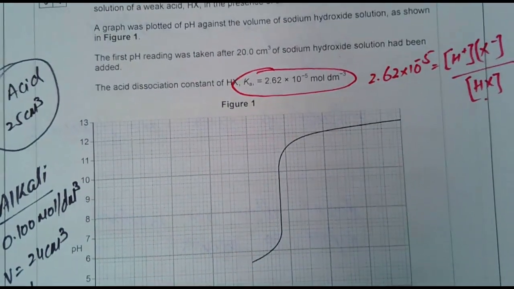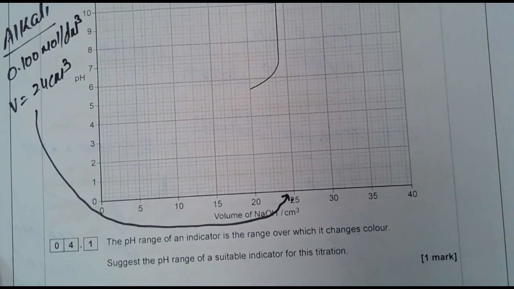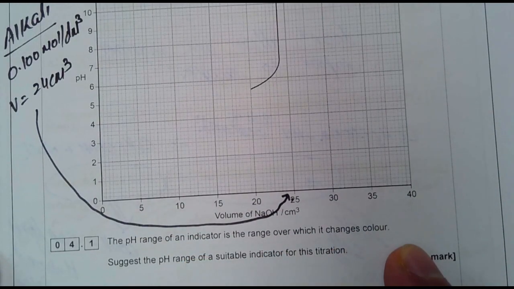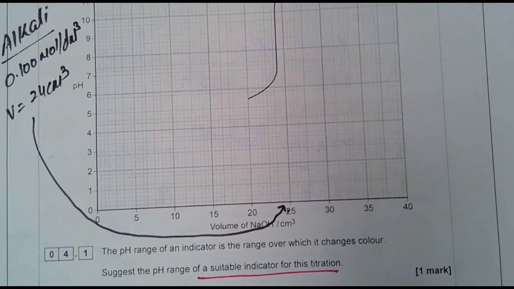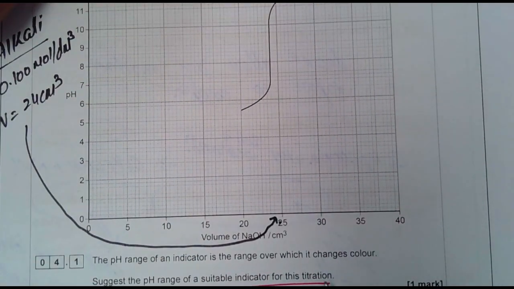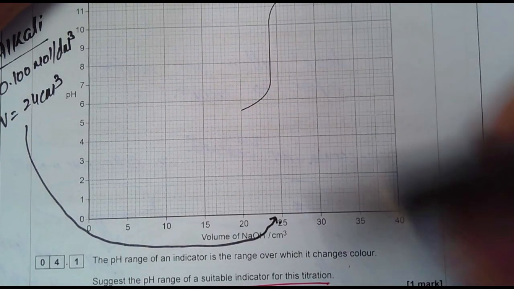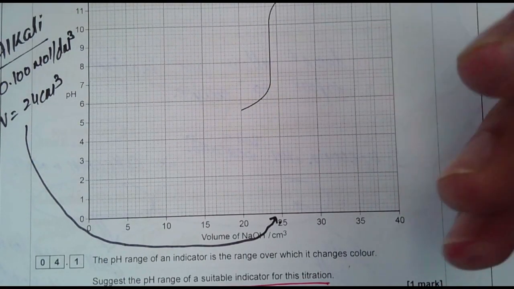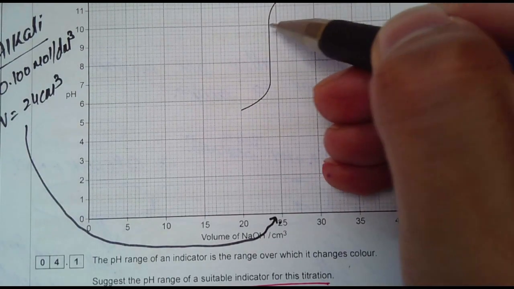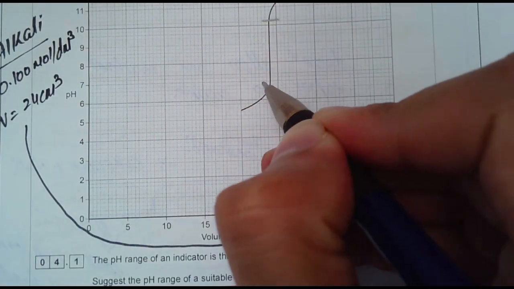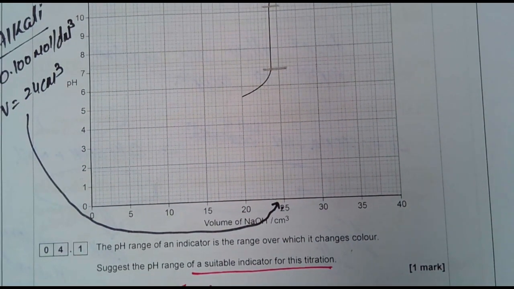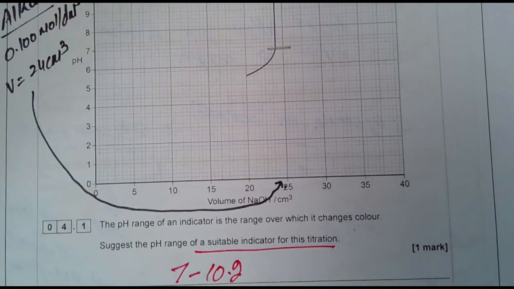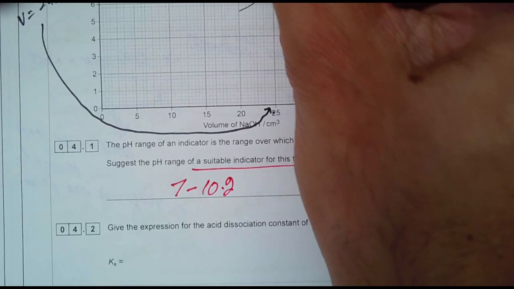Okay. Now the next part says the pH range of an indicator is the range over which it changes color. Suggest the pH range of a suitable indicator for this titration. So we need to know. If you recall from your previous understanding, the indicator should change color in the vertical section. So what is the pH value that my indicator can have for this vertical section? If you pay attention to this, you will notice this is a value between 7 and 10.2. So here it is 7, here it is 10.2.